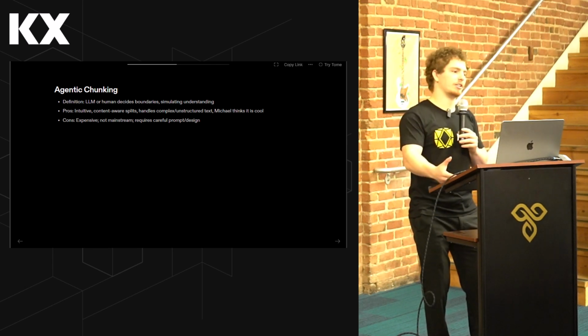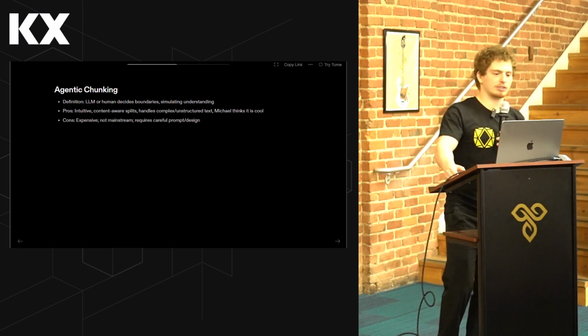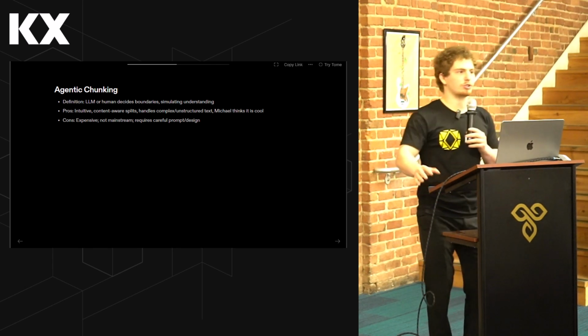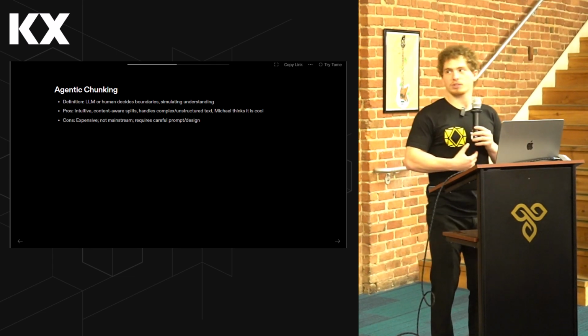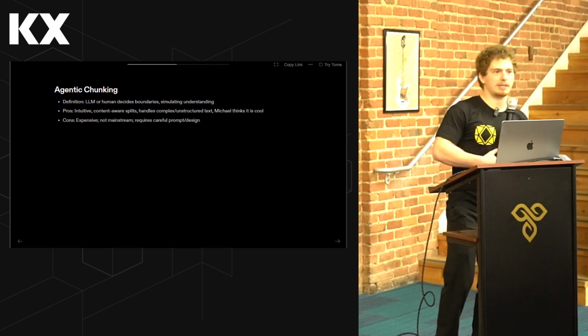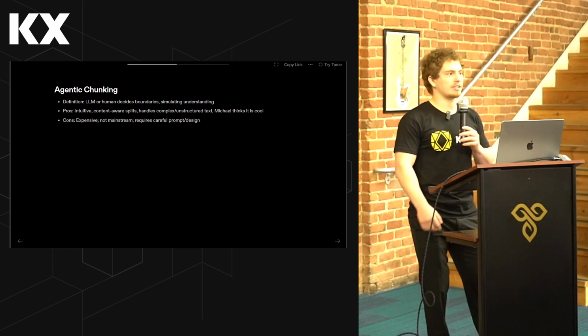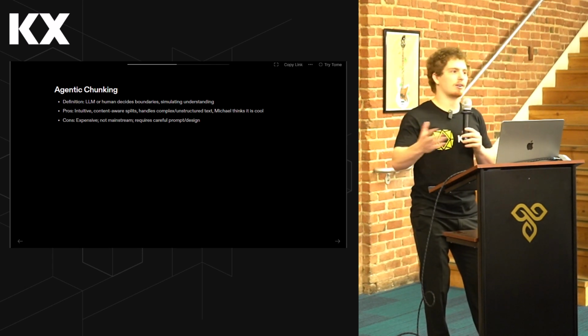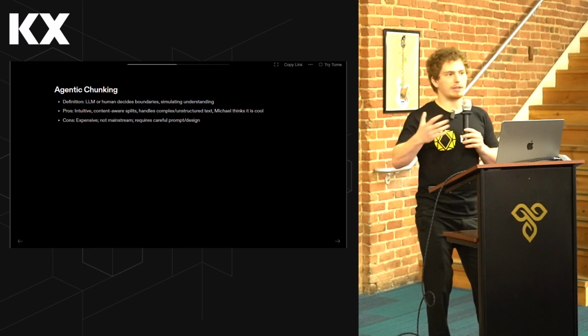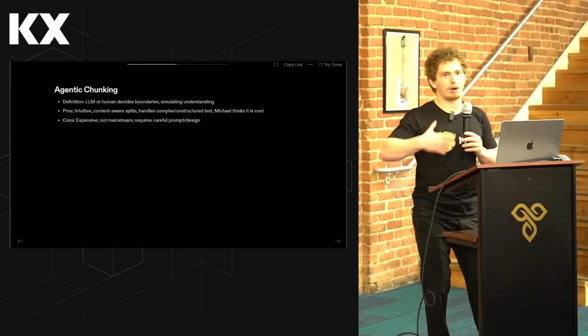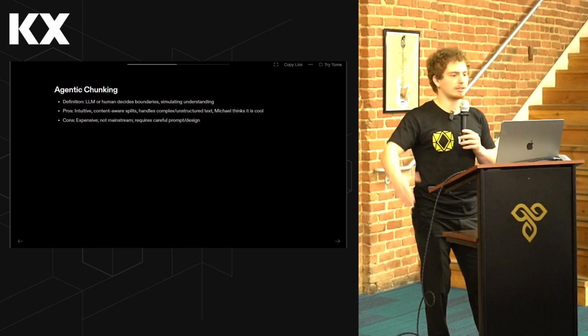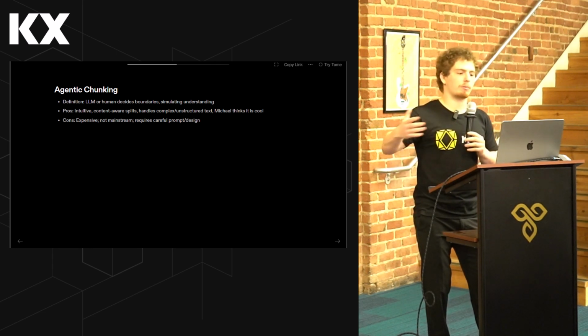So an advantage is that it's intuitive, it's context aware, it understands our entire document, it can handle complex or unstructured text, and I personally think it's cool. So if you use it, talk to me, I want to see your results. So that's a bonus. Cons are that it's expensive, not mainstream, not a lot of documentation on how best to use this, not a lot of best practices, and it requires careful prompt design.